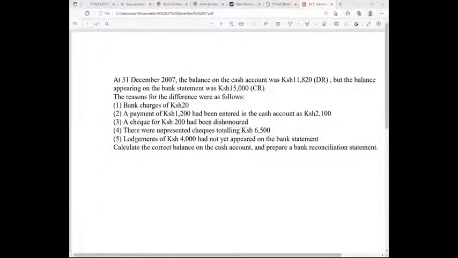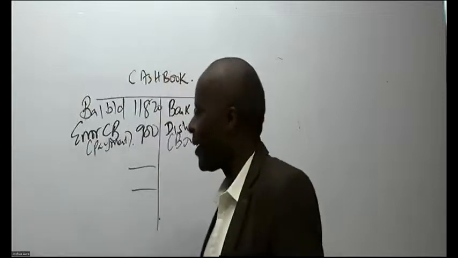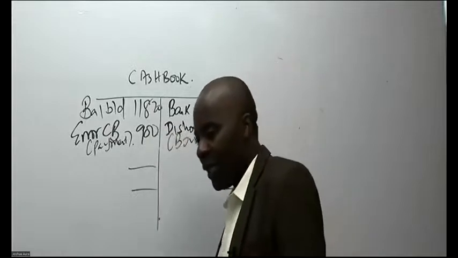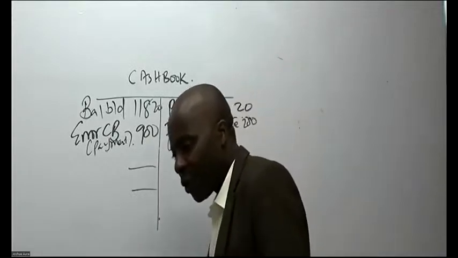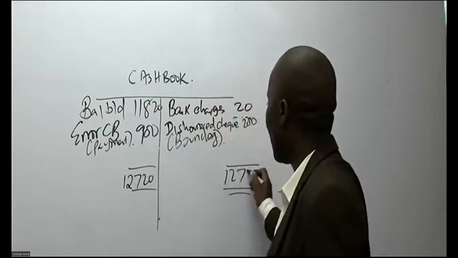Great. Now the next thing should be for me, because we know not 4 and 5 are going to the bank statement. Could you kindly come here and give me the balance carried down in the cash book? Which side is heavier? Must be this side. So you take 11,820 plus 900. What are we getting, somebody? 12,720. So this has to be 12,720.